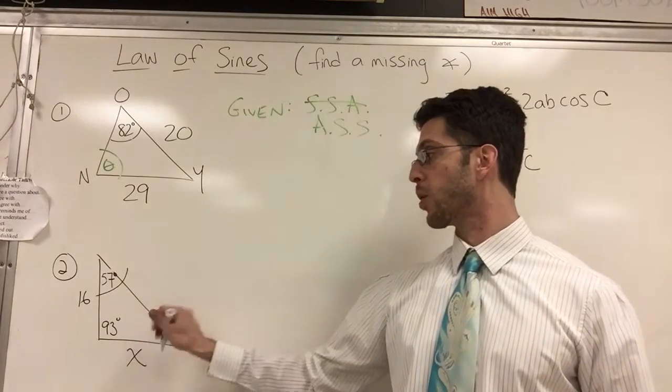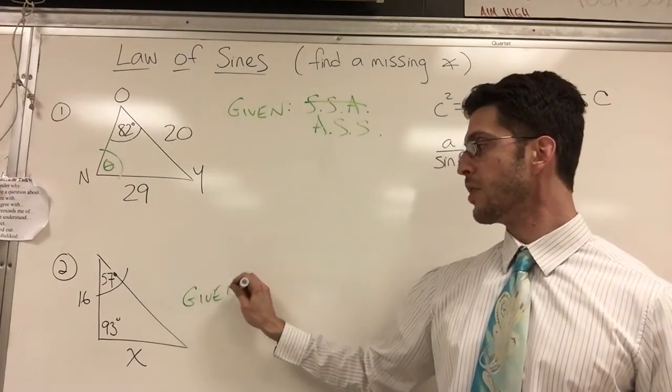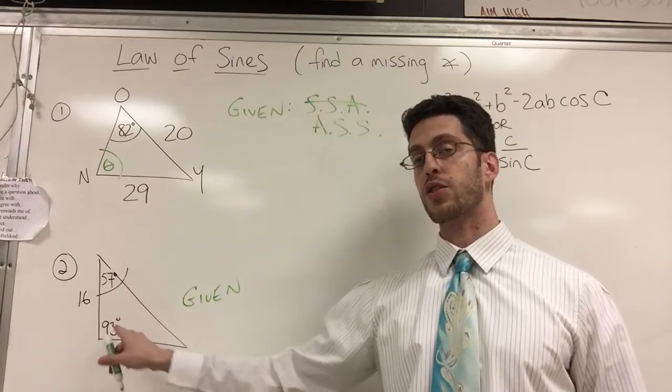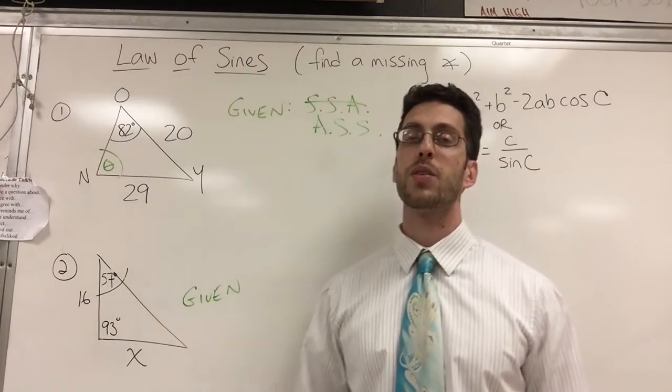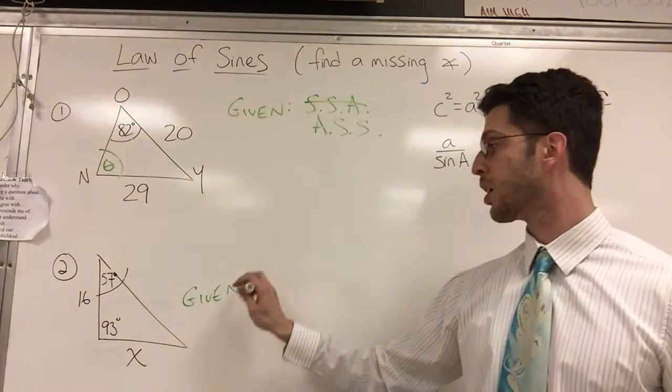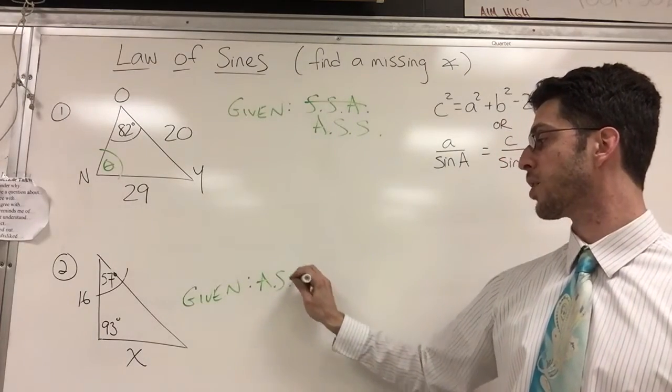Look at this one, by the way. What are you given here? Here I'm given an angle, a side, and an angle. And I should have discussed this in part one. I left it out, so I'll bring it up in a minute. You're given here an angle, a side, and an angle.